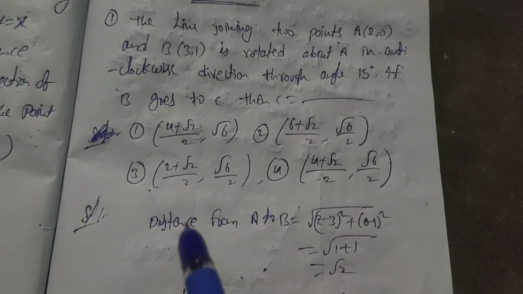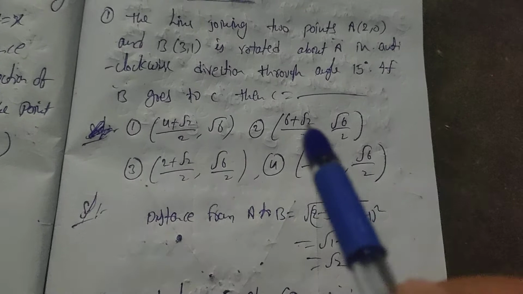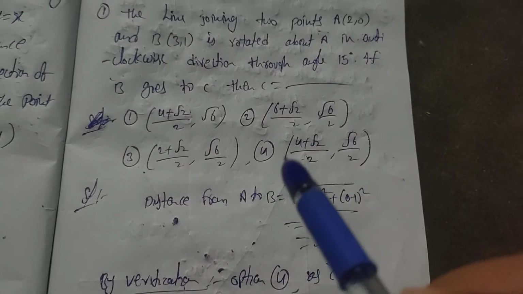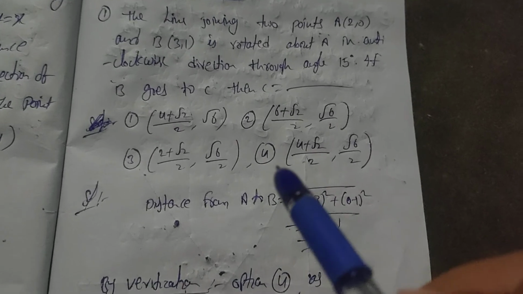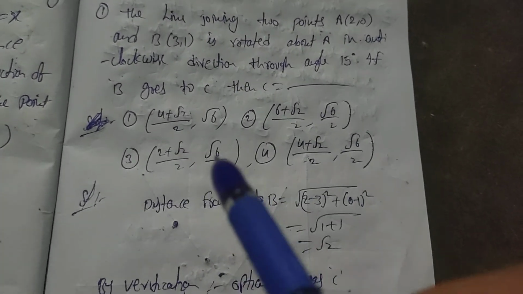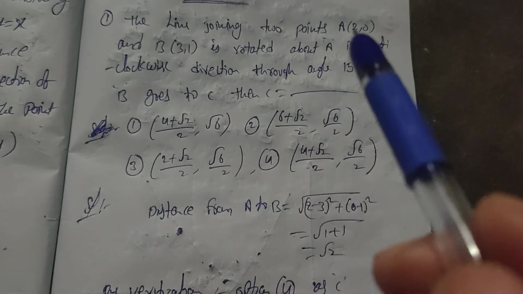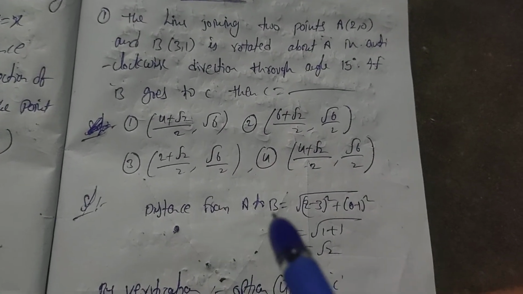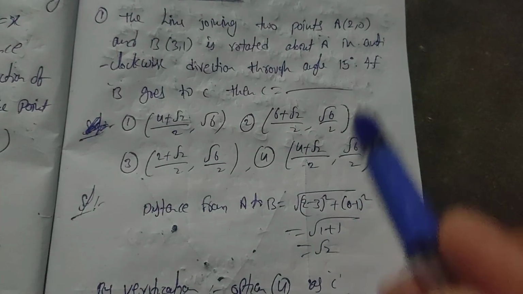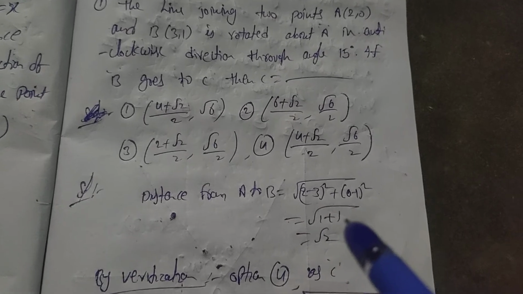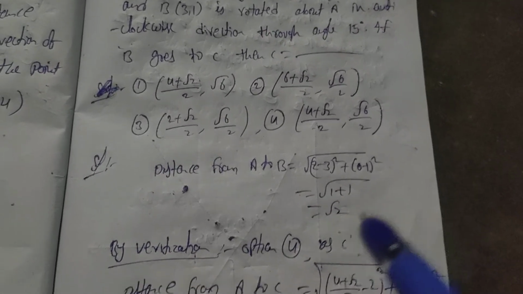So first, I have already verified the options, and the right option is the fourth option, so I am directly taking the fourth option. If you want to verify all options, you can continue, no problem. So first you find out the AB length. The distance from A to B is the square root of (2 minus 3) whole square plus (0 minus 1) whole square. 2 minus 3 whole square is 1, and 0 minus 1 whole square is nothing but 1. So root over 1 plus 1 is equal to root 2.